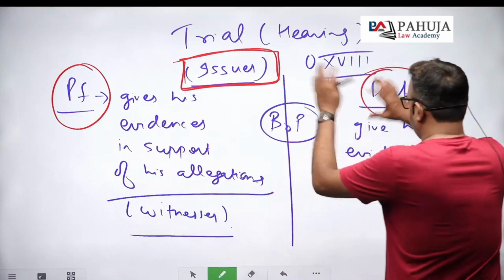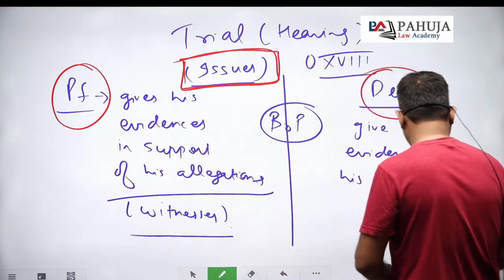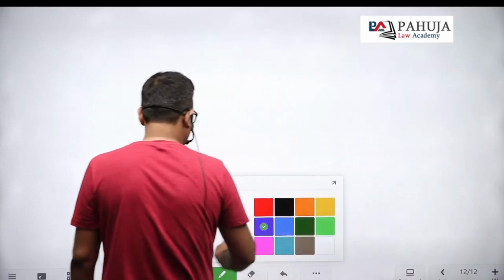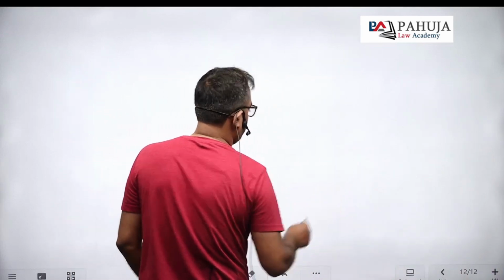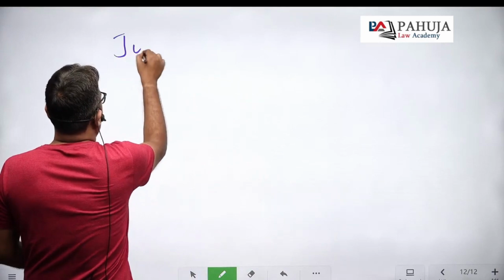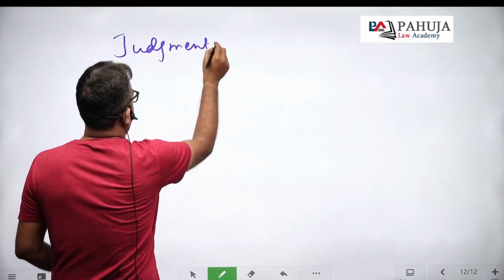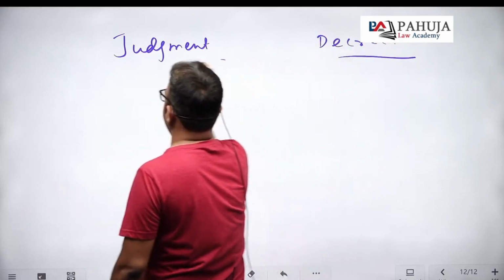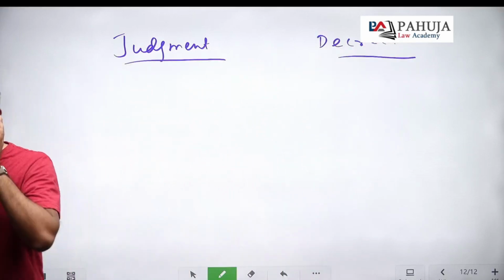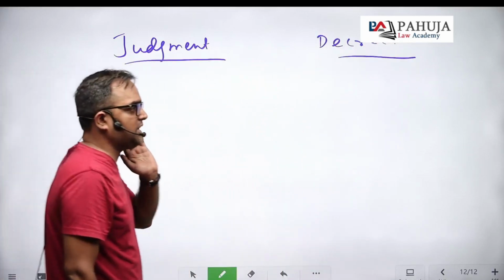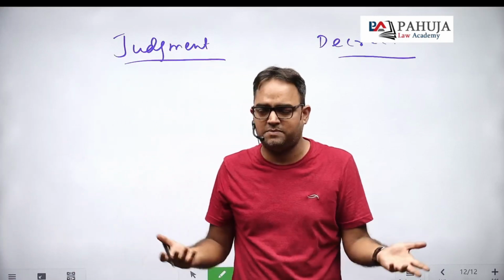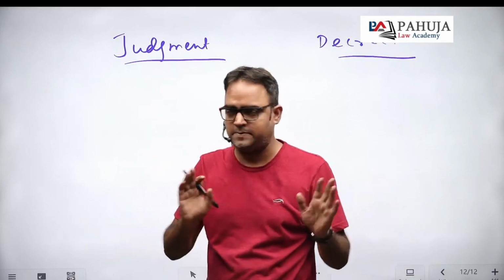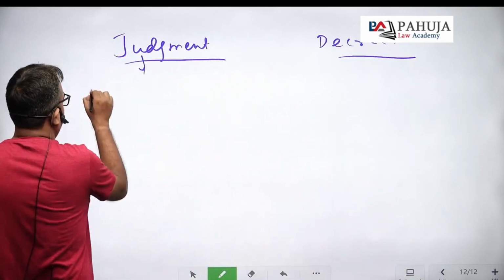So after both the parties have been given their opportunity of being heard, then the court delivers the judgment, which will be followed by a decree. Okay, right? Sometimes we use the term judgment, but what do you mean by a judgment, right? It is a decision of the court. Simply speaking, it is a decision of the court.